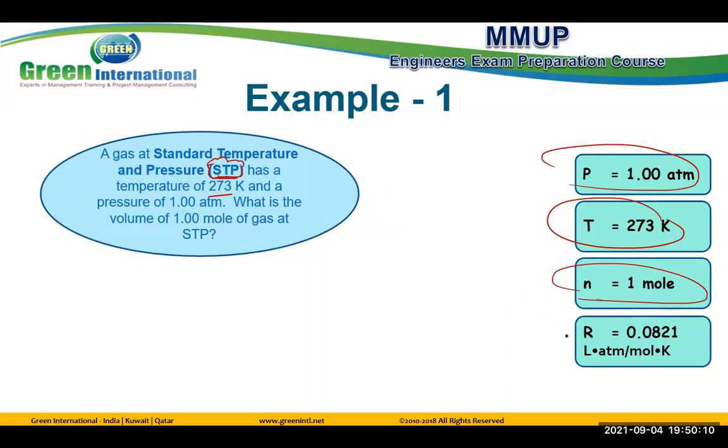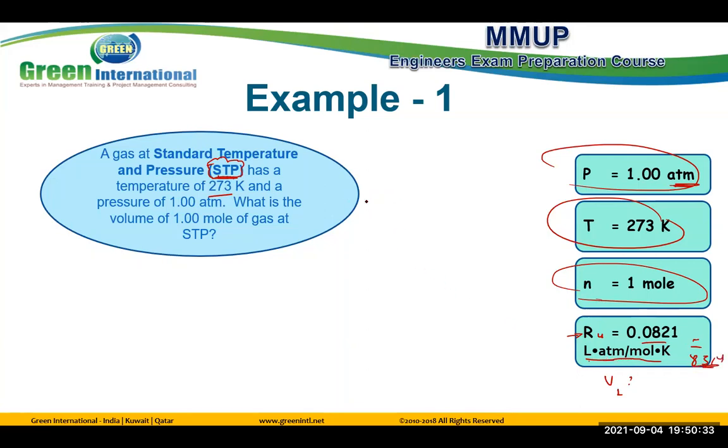For R, which R will I use? This is R universal. I select the one that matches the units here. Like here, I use atmosphere with liter, so we will get the volume in liters. This value is equivalent to 8314, exactly the same but in different units.